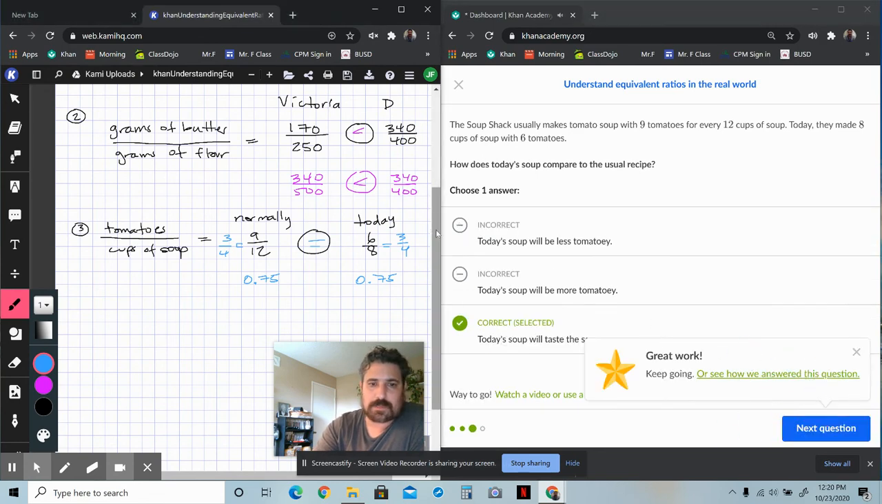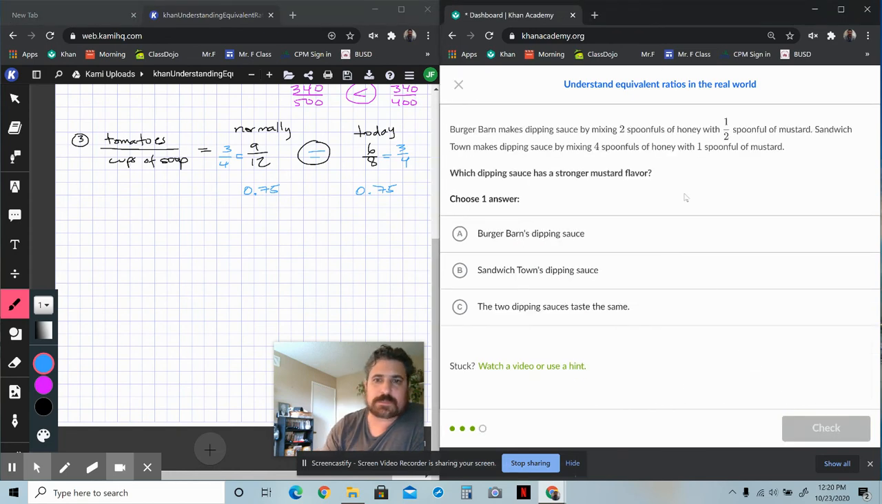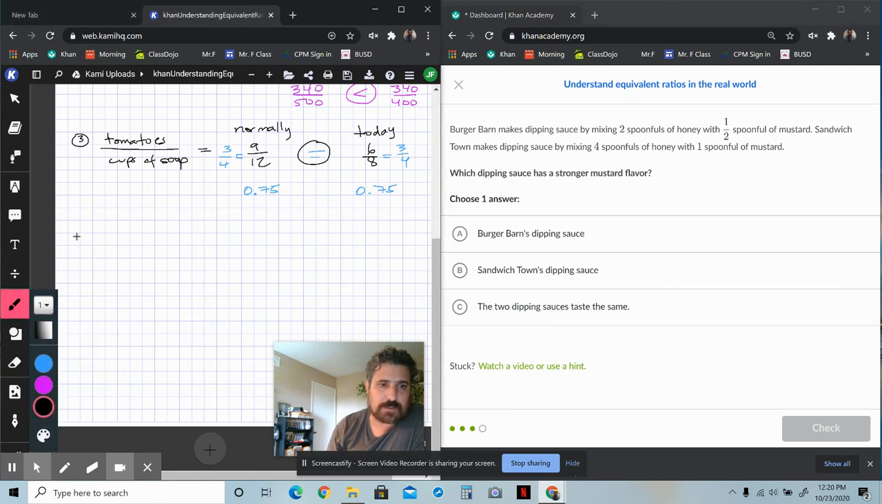All right, now let's do the next one. The next one says Burger Barn makes dipping sauces by mixing 2 spoonfuls of honey with a half spoonful of mustard. Okay, fair enough. Let's go and write down this recipe for Burger Barn. So their ratio is 2 spoonfuls of honey. So it's going to be spoonfuls of honey, first of all. Spoonful of honey. And we're going to compare that or relate that to the spoonful of mustard. So spoonful of mustard.